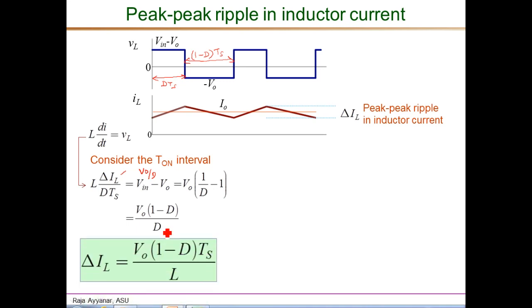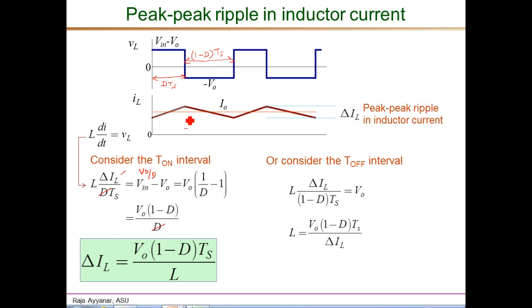So therefore we obtain the expression that we are looking for, the peak-to-peak value of this ripple current delta IL, and that is equal to Vo times 1 minus d. Well, I'm also going to cancel this d with this d here. Therefore delta IL is Vo times 1 minus d times Ts divided by L. So that is the total peak-to-peak ripple in the inductor current. In one of the future videos, we'll be using this expression to come up with the design method for this value of inductance.